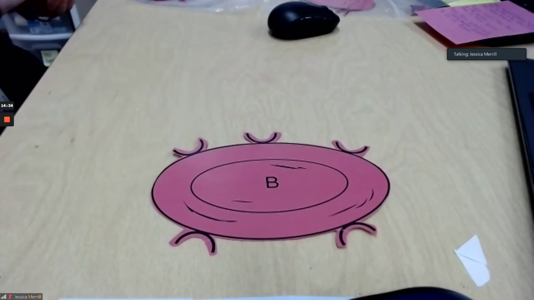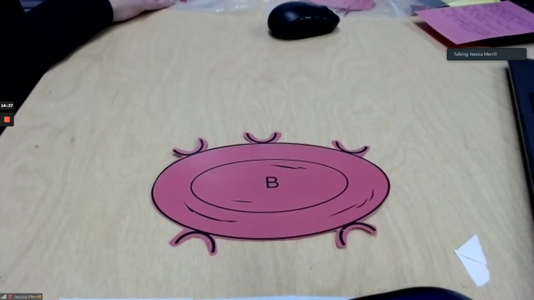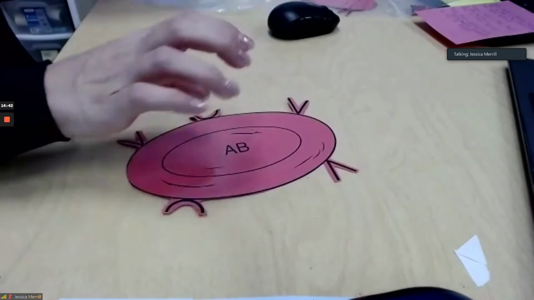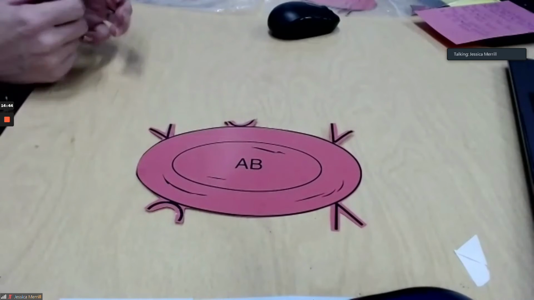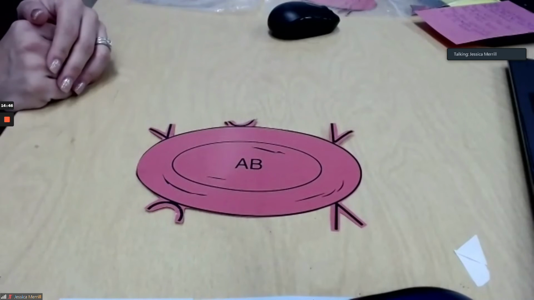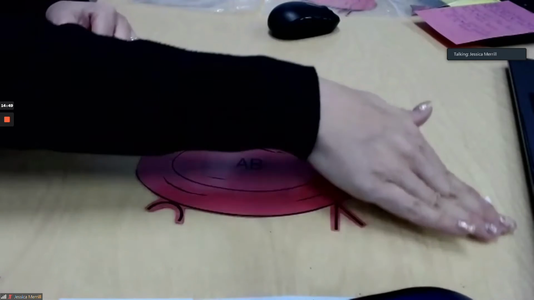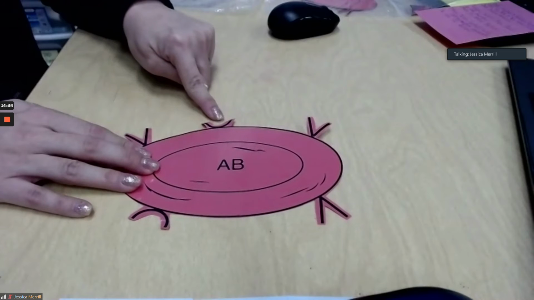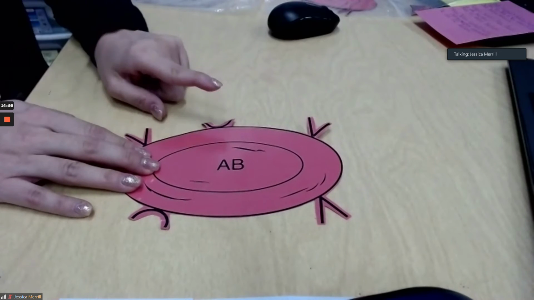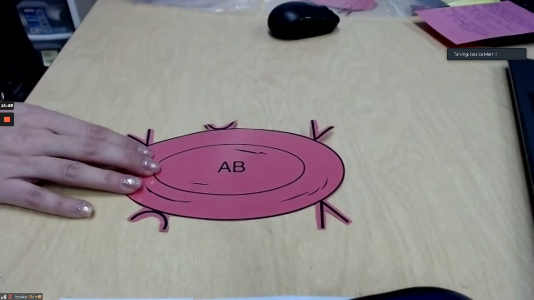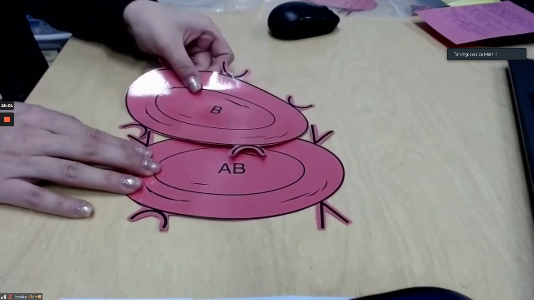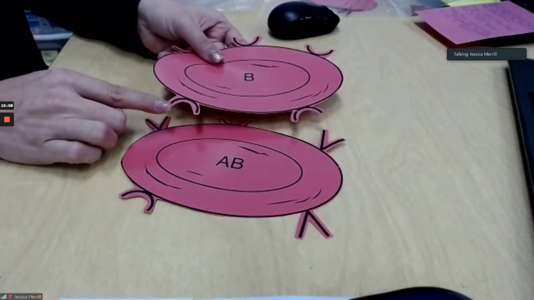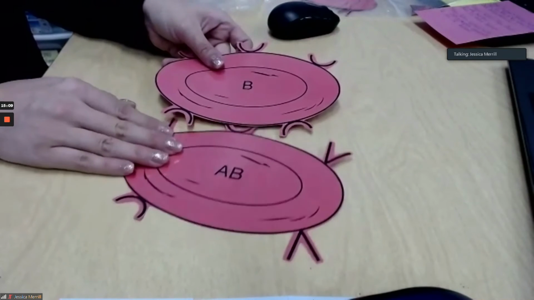Okay. Up next, we are donating to AB. So I am on line 7. AB blood, that's it. Remember, it does not have any antibodies. So AB blood has A and B antigens, no antibodies. So when our B red blood cell comes along, there's nothing to attack type B with its B antigens. That is compatible. It will not clot.